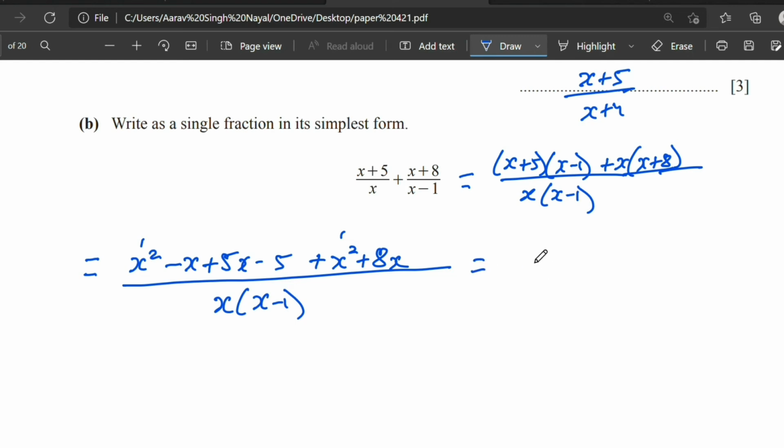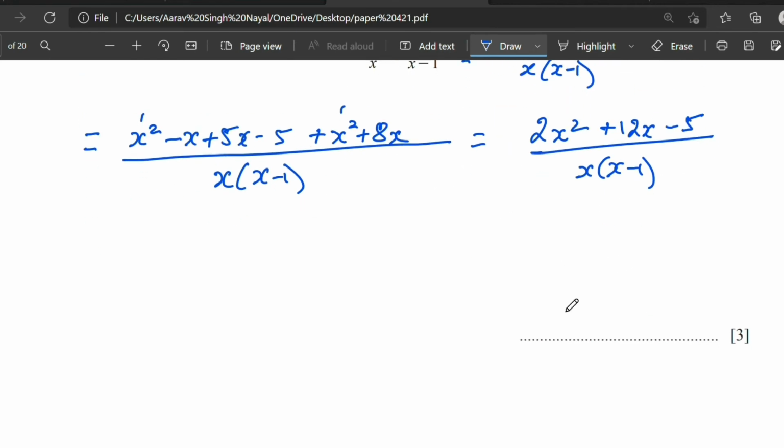Solving the numerator, x square plus x square is 2x square. Then this will be minus x plus 5x plus 8x, 12x, minus 5, whole upon x of x minus 1. So this is our final answer. Just write the final answer, 2x square plus 12x minus 5 whole upon x of x minus 1.